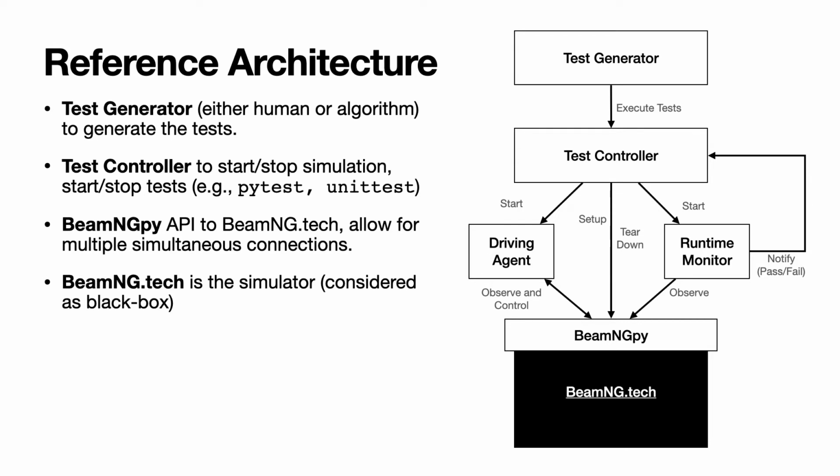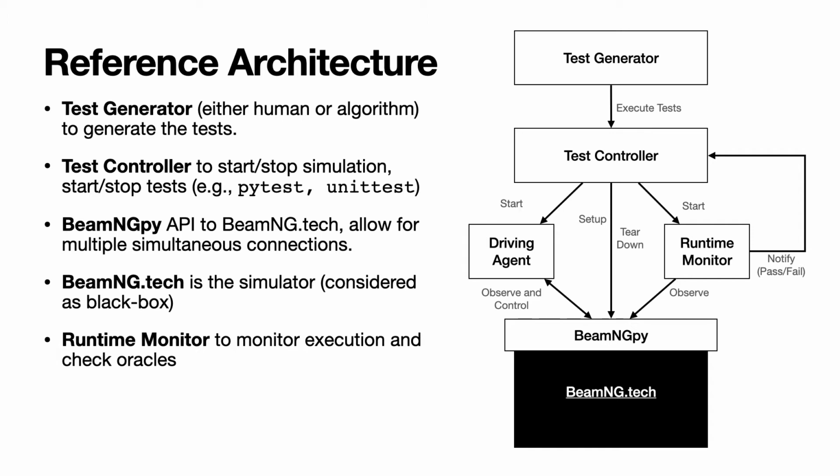In this case, we assume that BeamNG.tech, the simulator, is a black box. So we don't see it, and we refer to it by means of the API that exposes its functionality. The API hides the underlying simulator. The other two relevant components in this architecture are the runtime monitors. The runtime monitor collects data from the running simulation and is in charge of checking oracles. If something happens, this component will notify the test controller about a passing or failing test, and then the test controller will stop the test and move on.